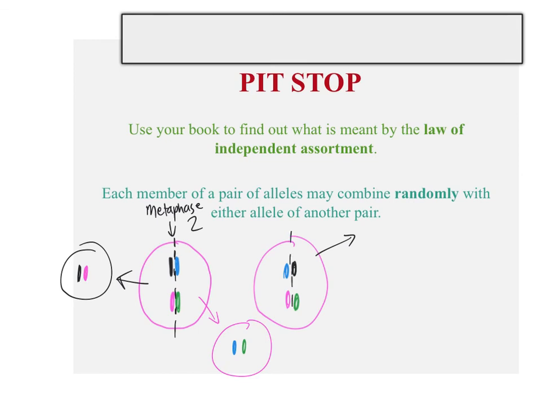Conversely, if we've got the second cell, the cell on the right hand side, in metaphase 2, and they're dividing, then I've got different gametes this time. The left hand side of the cell is going to have the pink arm and the blue arm, and the right hand side of the cell is going to end up with the green arm and the black arm.